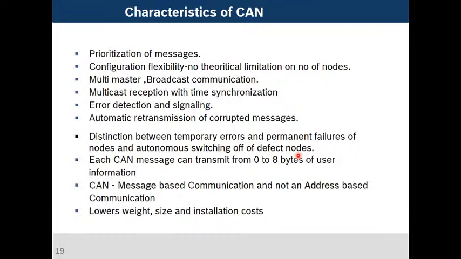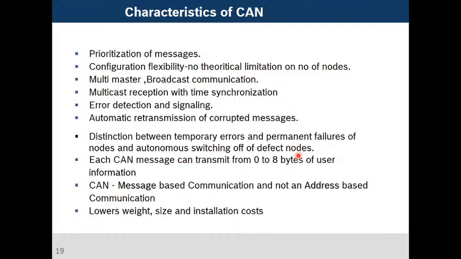You can detect the error and retransmit your data to the bus. That's also possible in CAN. And automatic retransmission for a corrupted message. If a message is corrupted because of some physical interruption, then the CAN message will be transmitted automatically, because you will get an error signal back to the CAN. Then you come to know there is an error, and CAN takes care to retransmit the data again.